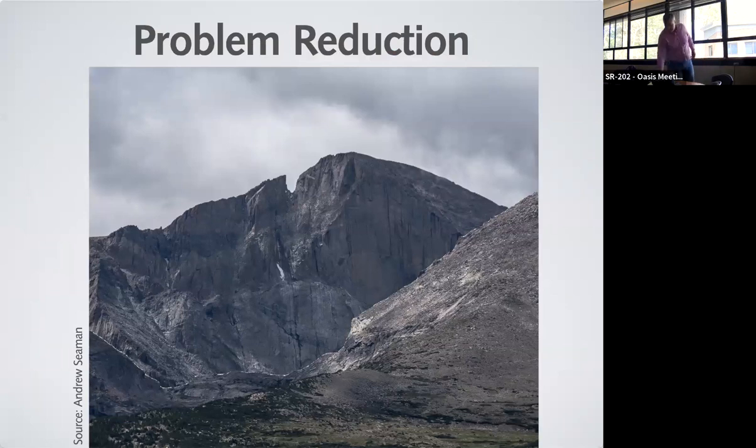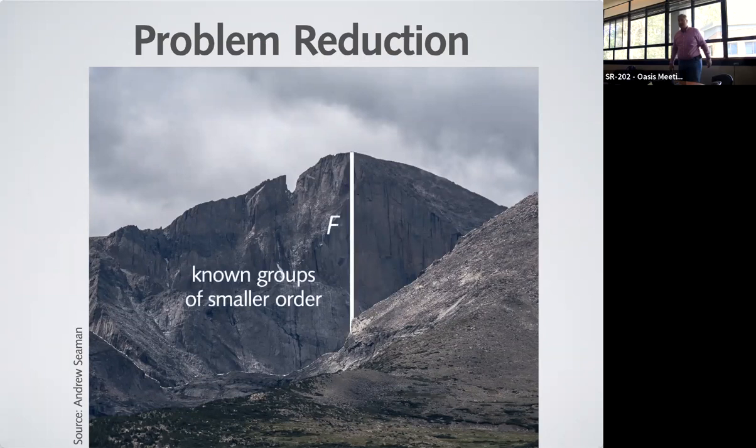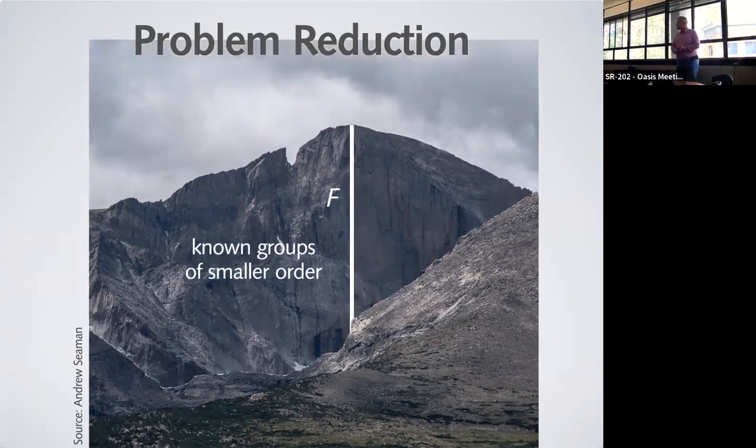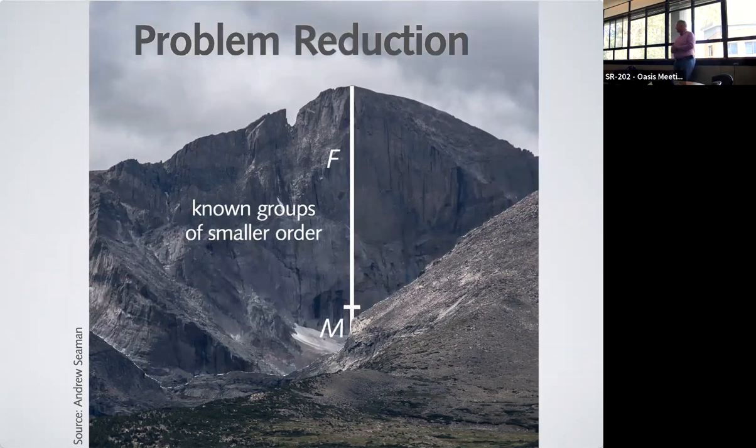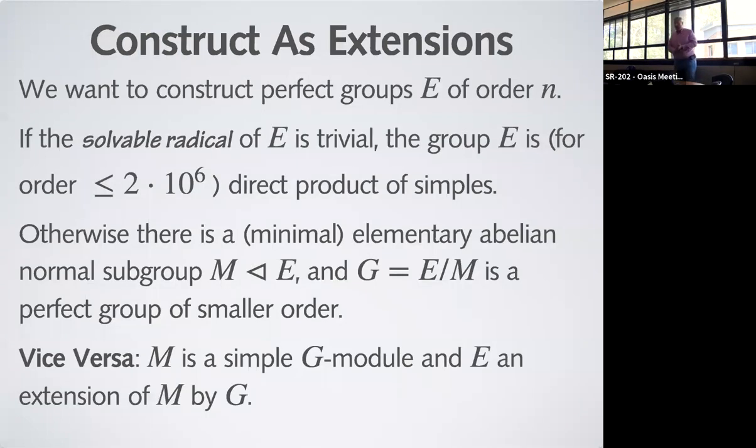Well, it's very easy. We first climb a smaller mountain, that's known groups of smaller order, and then we just lift the smaller mountain up and we are on top of a higher mountain. And that's exactly what I want to do. I take the existing groups of smaller order, I put modules underneath, and these extensions are larger groups. So what I want to construct are extensions.